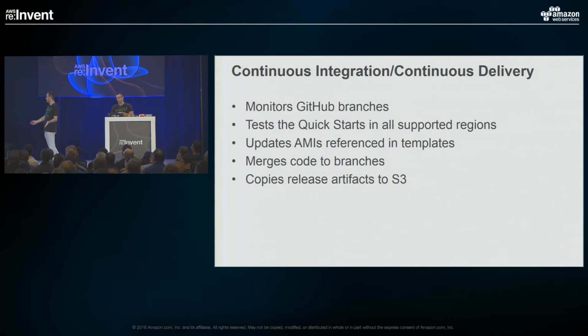Then if all the tests pass, we merge all the code changes to the master branch, and then we copy all the artifacts. We don't have any compilation that happens here. We just collect all the artifacts that are part of the repository, and we just copy them to S3, to a production S3 bucket where customers can launch from.